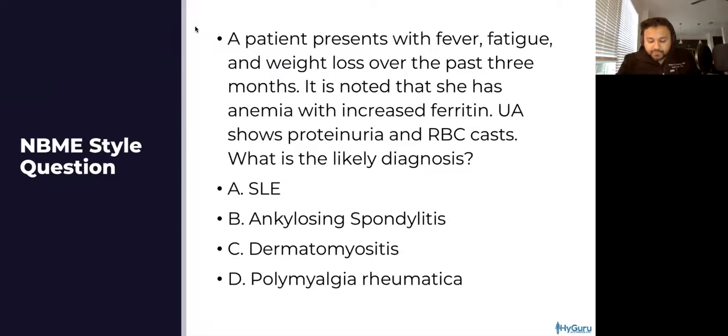A patient presents with fever, fatigue, and weight loss over the past 3 weeks or months. It is noted that she has anemia with increase in ferritin. UA shows proteinuria and red blood cell casts. What is the likely diagnosis here?